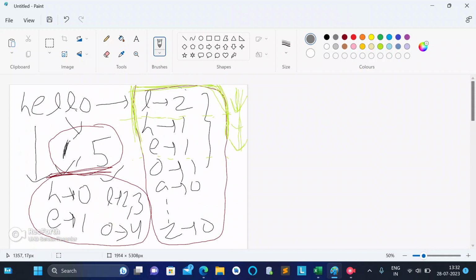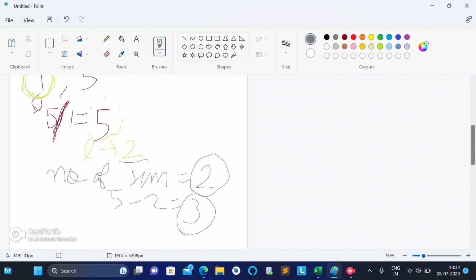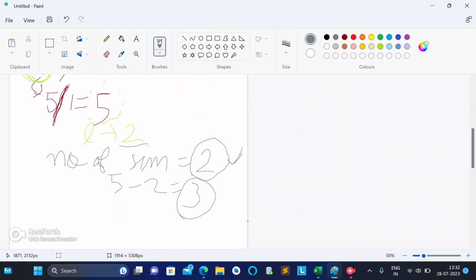Now at this point you will be able to understand why I sorted them in decreasing order. Because suppose I did not sort them in decreasing order and at the top there is E with 1, then the number of similarities would be 1 and the number of dissimilarities would be 5 minus 1, which is 4. I want the number of similarities to be more so that the minimum number of operations required would be less. That's why I sorted them in decreasing order. So the number of similarities here would be 2 and the number of dissimilarities here would be 3.